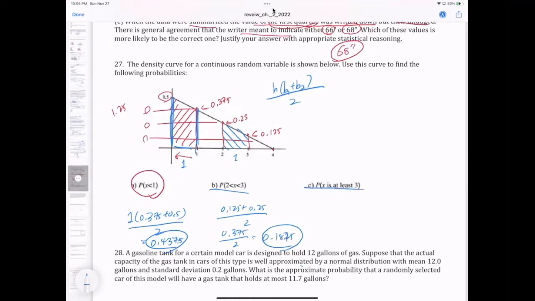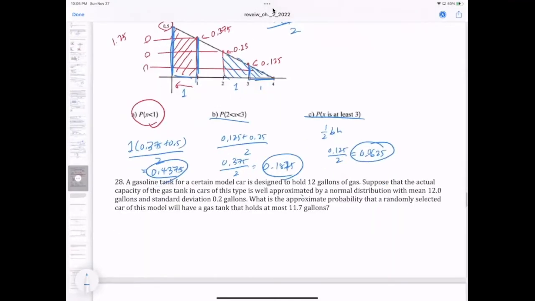X is at least 3 means it's this triangle. So that's 1/2 base times height, with the base here being 1 and the height here being 0.125. So 0.125 divided by 2 is really what you're looking at here. That will come out to be 0.625, I believe, and that should be the correct answer. Oh, I'm sorry, 0.0625.